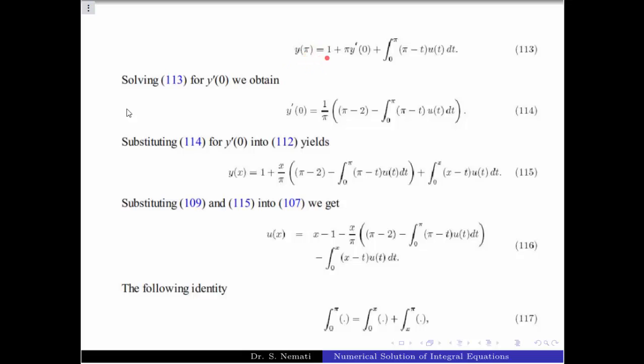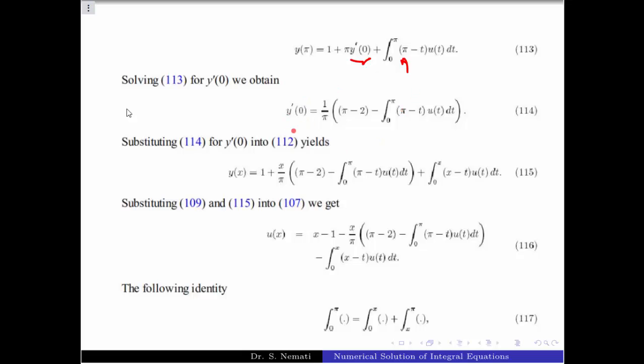We have y of pi equals 1 plus pi y prime of 0 plus the integral of x pi minus t, because we have to replace pi instead of x, u t dt from 0 to pi. Now we can write y prime of 0 in terms of the other expressions. So if we solve this equation for finding y prime of 0, we have y prime of 0 equals 1 over pi minus 2 minus the integral of pi minus t u t dt from 0 to pi.